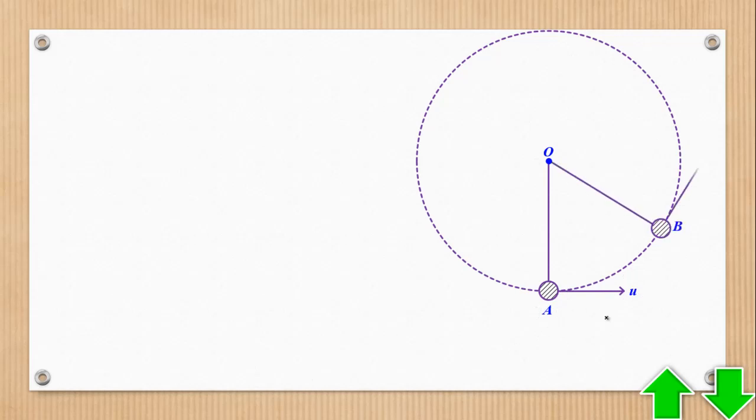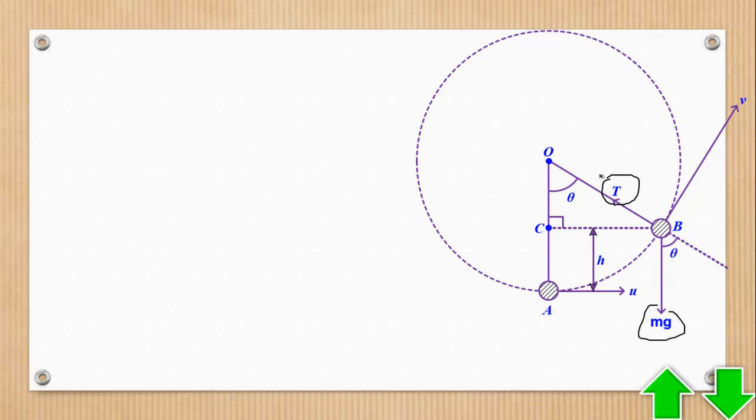After some time, let the particle be at point B with a velocity v, and the height from the lowest position will be h. The forces there will be the weight on the particle, which acts vertically downwards. Then there will be tension in the string, which acts towards the center. And this angle here, by geometry, is equal to this, because these are corresponding angles.